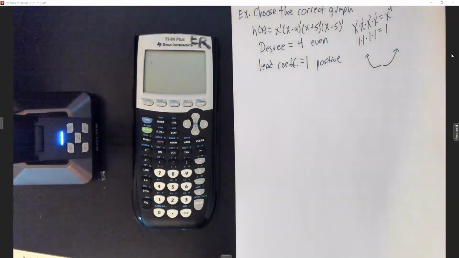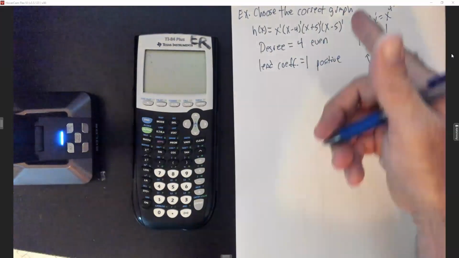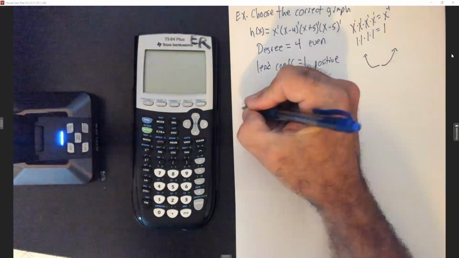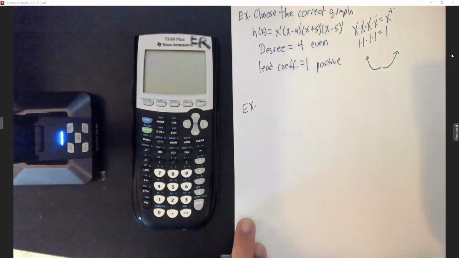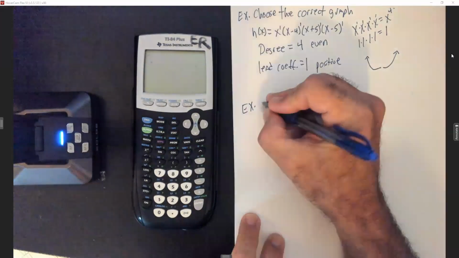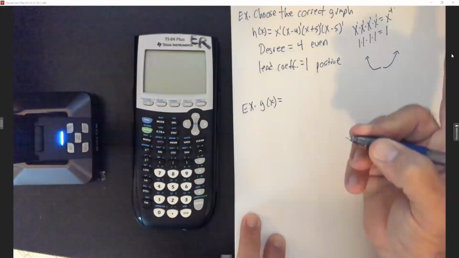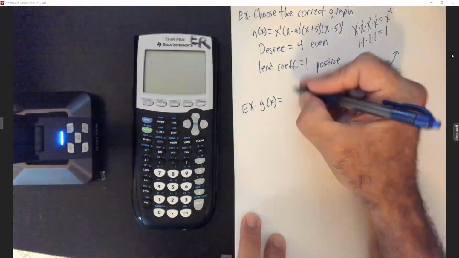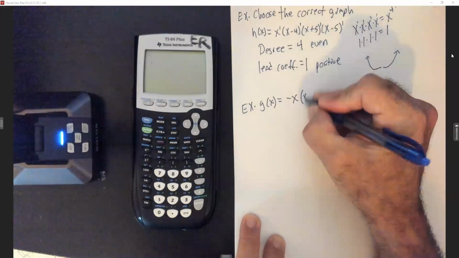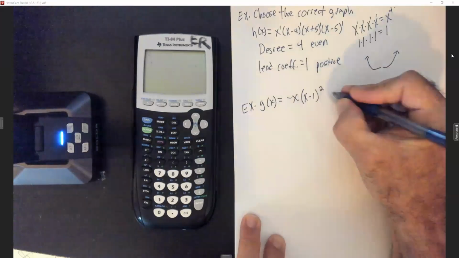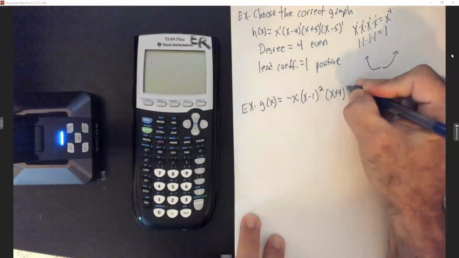All right, I'm trying to see what we want next. All right, so another one like that. And I wanted to do this one because it had a few different exponents on it. I got a negative x times x minus 1 squared times x plus 4 squared.